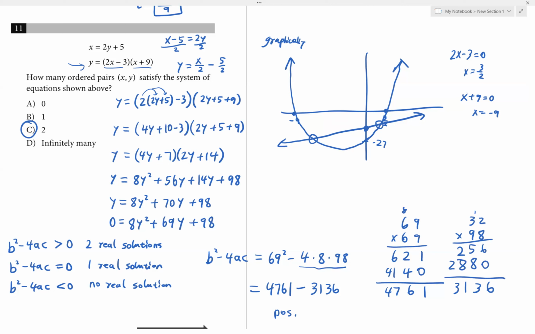And we should eliminate D, because we have a linear equation and a quadratic. We won't be able to get infinitely many solutions because they won't be 100% overlapping. So we can at least eliminate D for sure. All right, so that's it for this question.